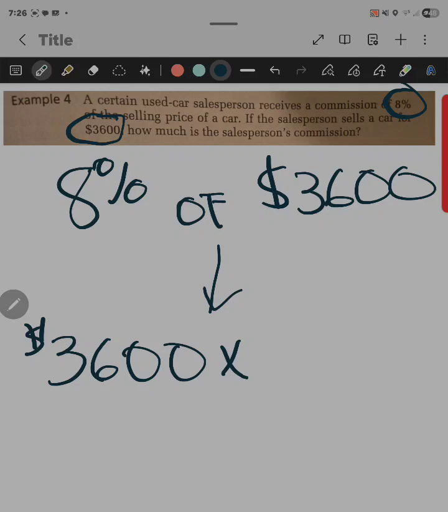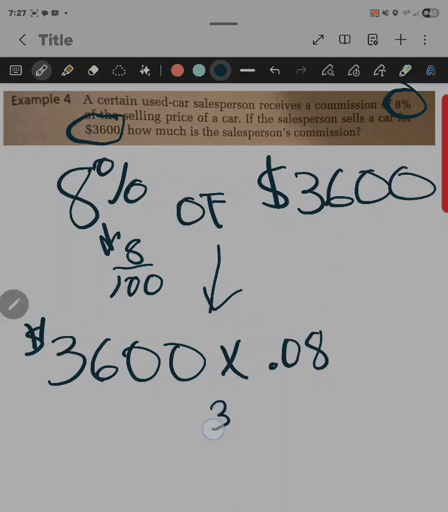Well, what we have to do is convert that 8% into a decimal number, right? Well, how do we convert 8% into a decimal? Ms. Coutura taught you that we take that 8 and we put it over 100. And if we divide 8 by 100, I won't bore you with the long division, we get 0.08, because that means 8%. Okay, so 3,600 times 0.08.